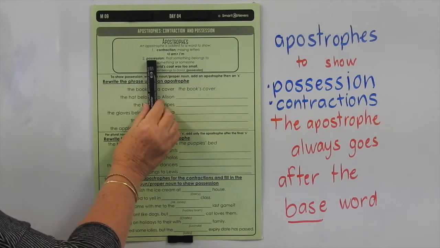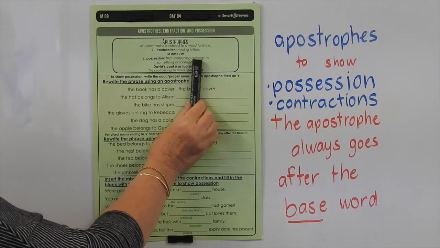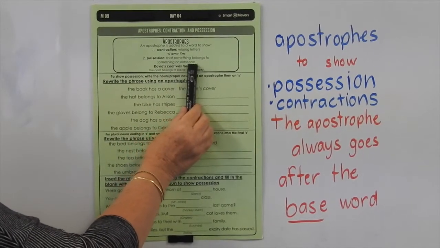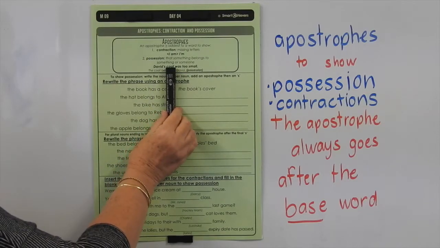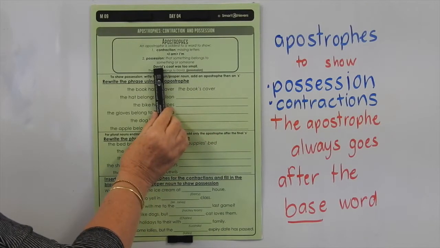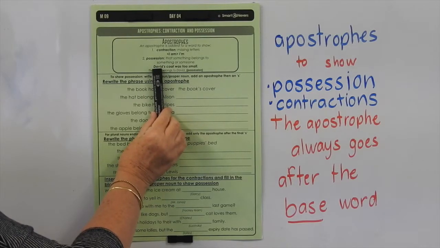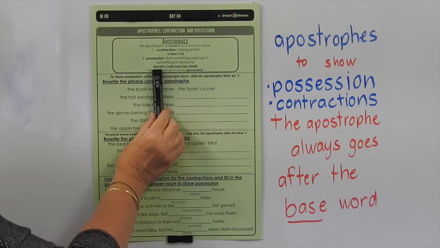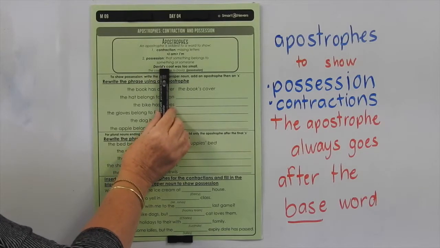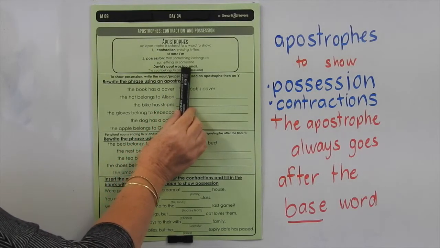We also use apostrophes to show possession, and that shows that something belongs to something or someone. So David's coat was too small. We're not saying there's lots of Davids, it's not used as a plural. We can't say David coat, so we've got to make it sound right, we've got to put the S on the end. David's coat was too small.